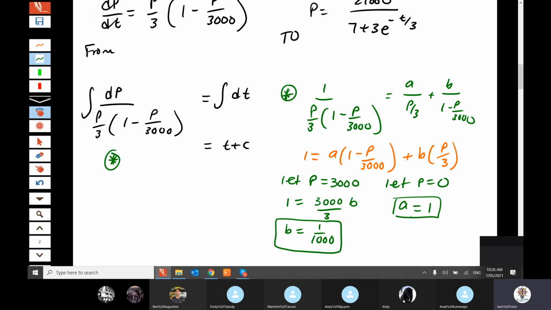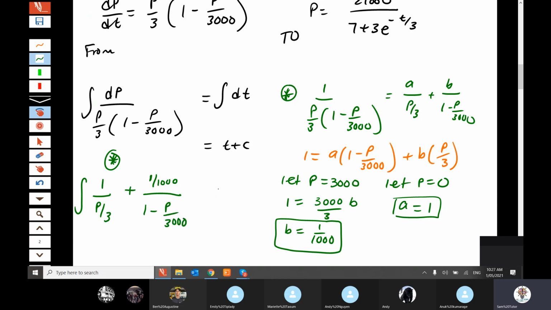Then we stop and we go back to my green asterisk, right? We go back here and we write it as A over P over 3 plus B. And I like the way Stefan wrote it last week, and I think it's just a bit cleaner rather than having a fraction over a fraction here. So I'm going to write it like this. 1 over 1,000 is B over 1 minus P over 3,000.